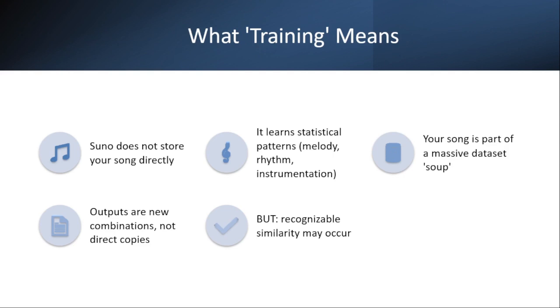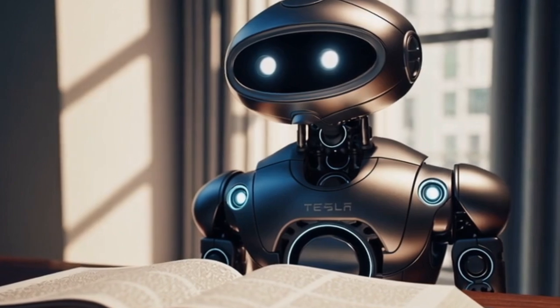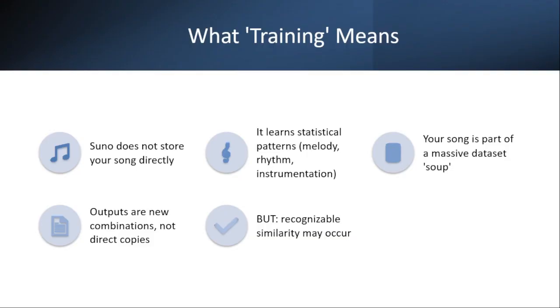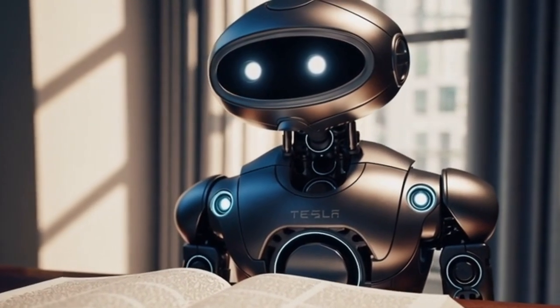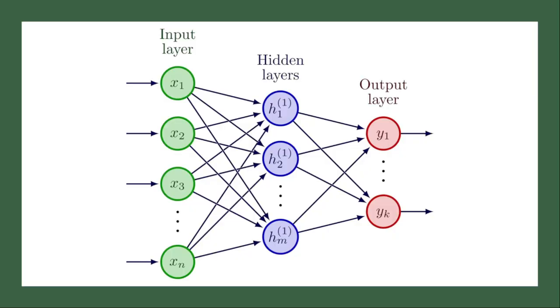Your song is part of a massive data set, which you could refer to as the soup. Outputs are new combinations, not direct copies, but recognizable similarities in some rare instances may occur, depending on a number of variables. Let's take a look at some of the variables in this equation.